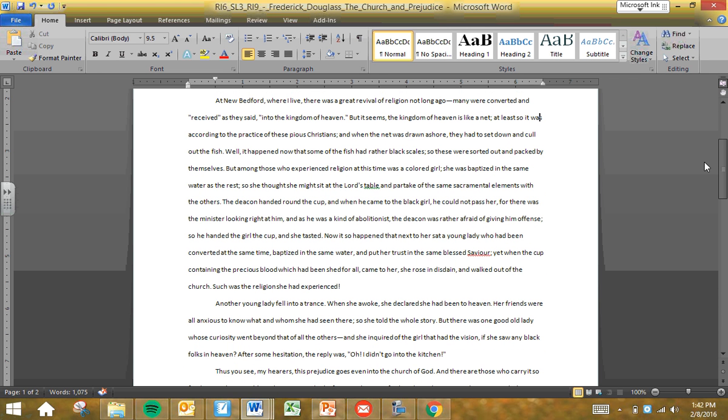At New Bradford, where I live, there was a great revival of religion not long ago. Many were converted and received, as they said, into the kingdom of heaven, but it seems the kingdom of heaven is like a net. At least so it was according to the practice of these pious Christians. And when the net was drawn ashore, they had to sit down and call out the fish. Well, it happened now that some of the fish had rather black scales, so these were sorted out and packed by themselves. But among those who experienced religion at this time was a colored girl.